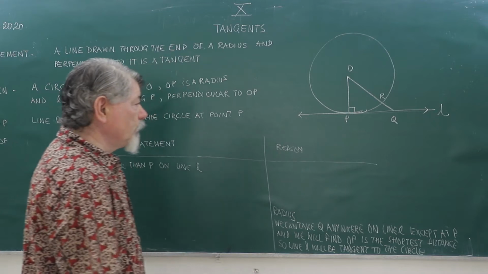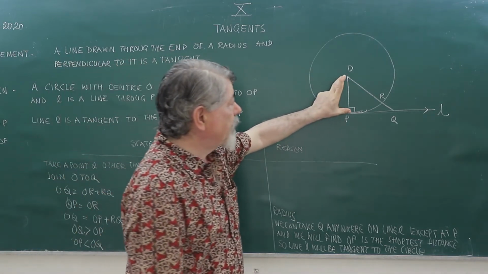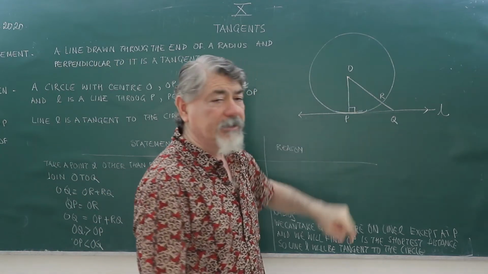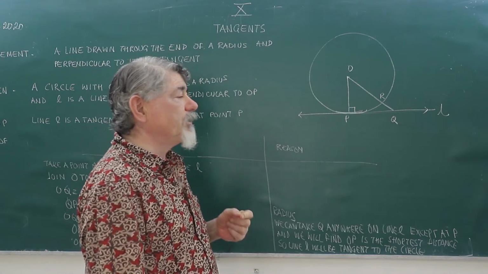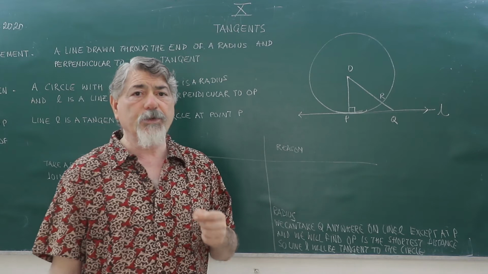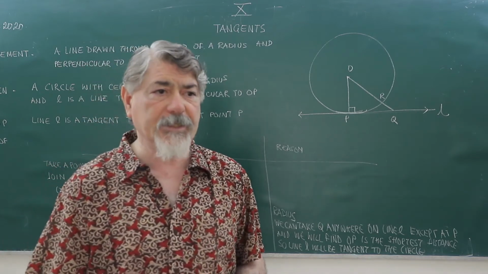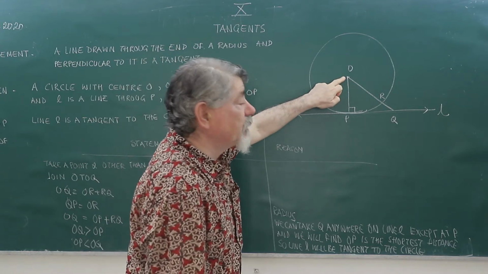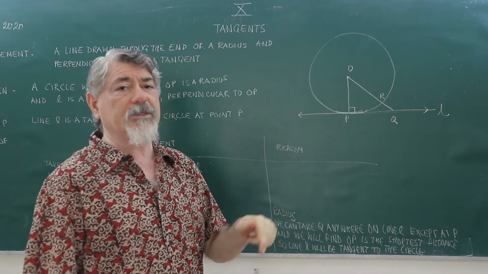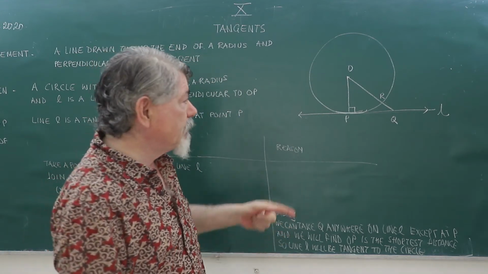Now please look that OP will be equal to the other radius, since they are radii of the circle. You know what the radius is: a line segment joining the center of the circle to any point on the circumference of the circle is a radius.